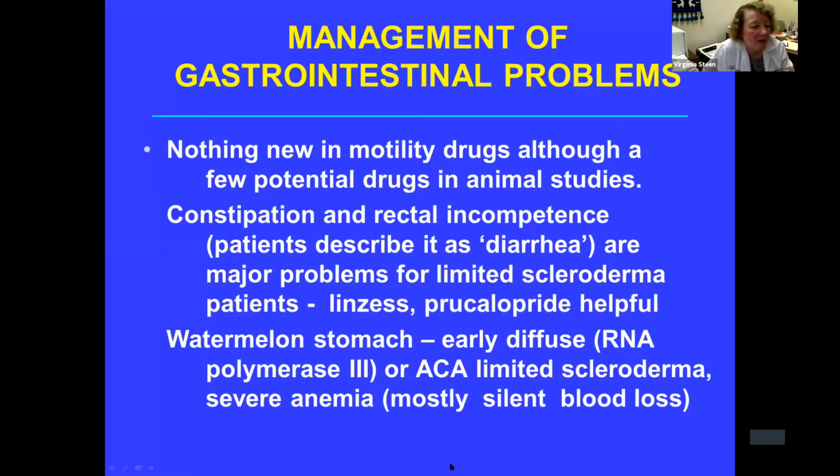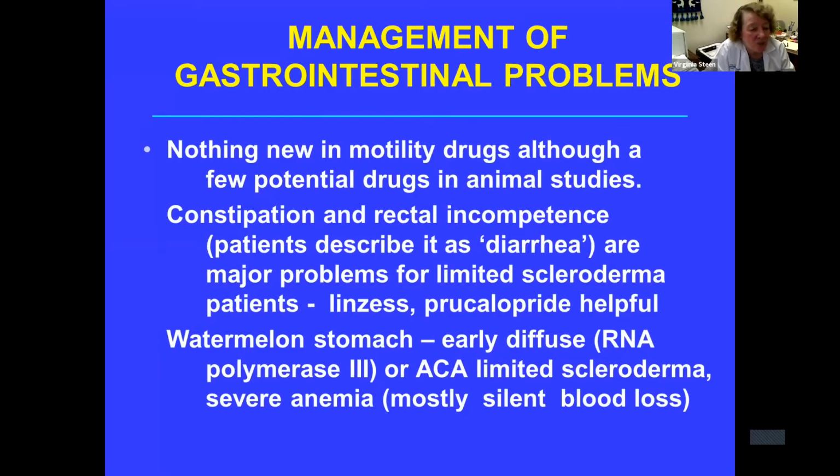Okay. So another problem besides the constipation is rectal incompetence, and many of these patients will describe it as diarrhea. So this is a real problem for a lot of long-standing limited scleroderma patients. So you really have to take a good history and see whether it's really just overflow or soiling their panties and they're embarrassed to tell you exactly what it is.